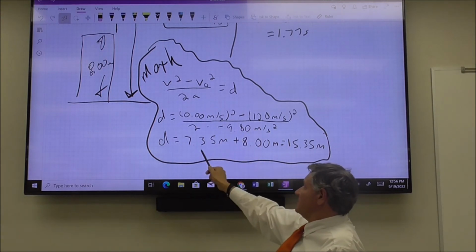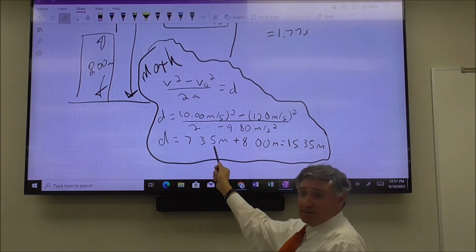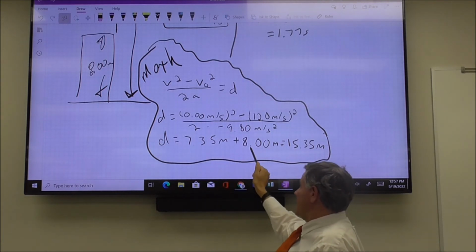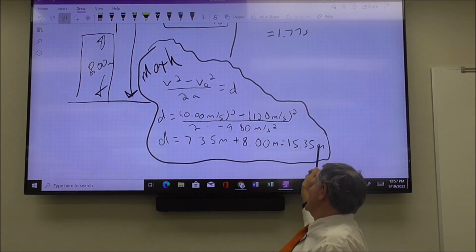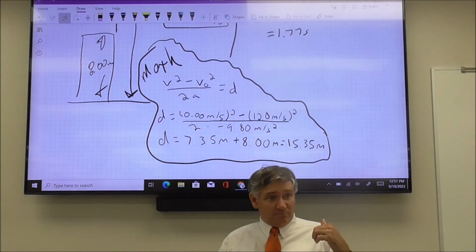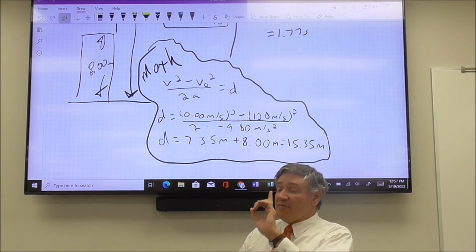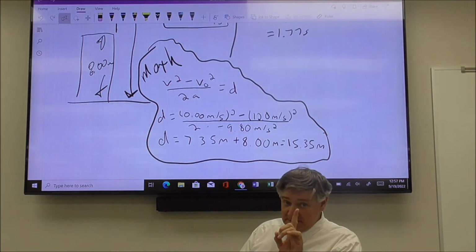And then I've got 7.35, correct number of significant digits. I'm going to add that to 8.00. This is to the hundredths, that's to the hundredths. That's why that ends up at 15.35, okay? That's one way that you can find the maximum height.